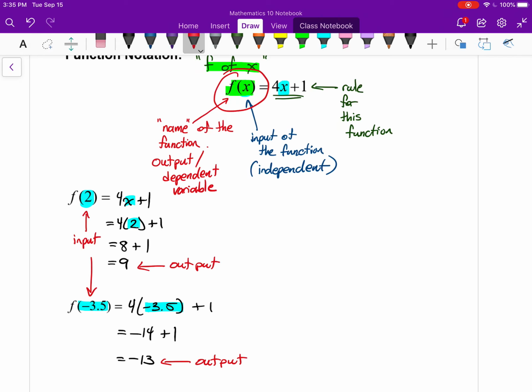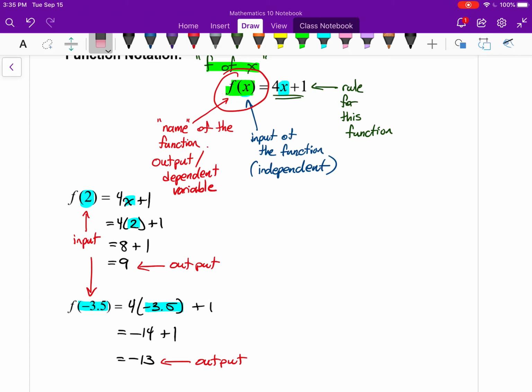But we do that a lot with equations. When we say y, I could say y equals 4x plus 1. And it's not maybe as clear that x is the independent variable, but it's the same idea. You put in an x, you get a y. Here you put in an x, you get an f. I mean, it's the same sort of idea. Okay?